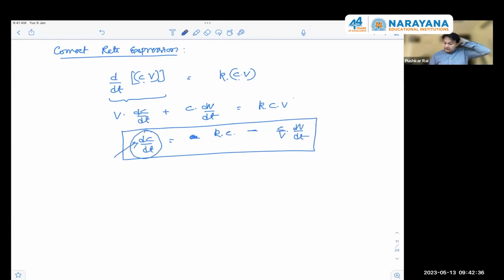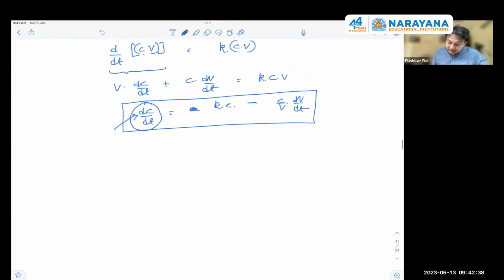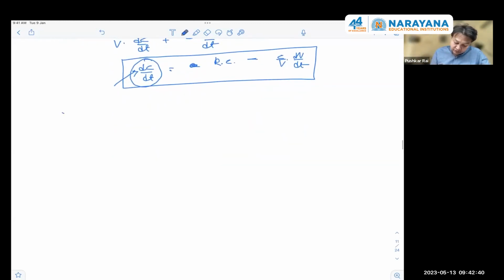Okay. So what is rate? I think, are you still confused? Now you're going to be clear. What is rate? Rate is basically equal to (1 by V) dA by dt, and that is equal to k times A by V.